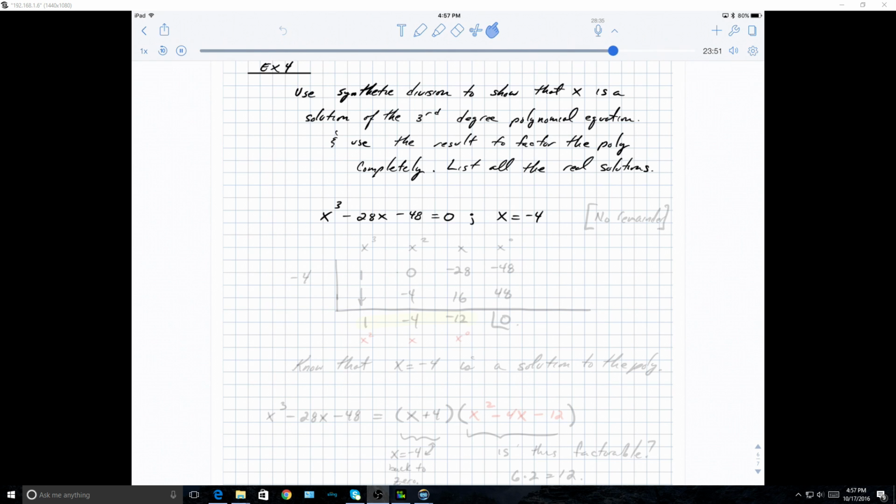Okay, so let's get to this, and we can see that we're saying at this point that x is a solution, but we have to show that. In order to show that, what we have to really do is make sure that there is no remainder. So let's do the synthetic division. We're going to take the negative 4 here, because we want to see if that is in fact a solution to this problem. And let's do it out.